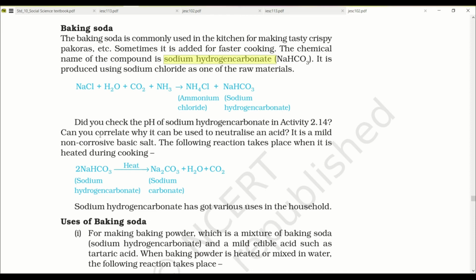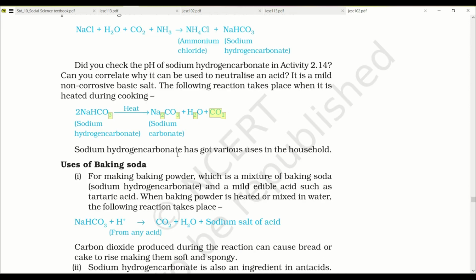Can you correlate why it can be used to neutralize an acid? It is a mild, non-corrosive basic salt. The following reaction takes place when it is heated during cooking. Sodium hydrogen carbonate has various uses in the household.